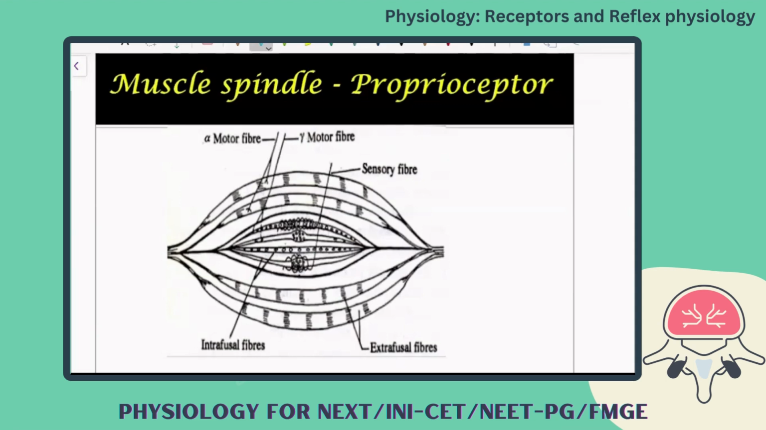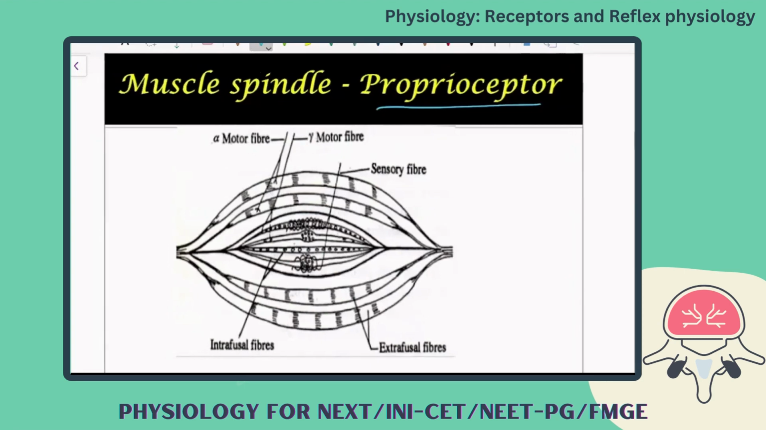So these muscle spindles are the receptors for proprioception. Proprioception is the positional identification of the specific part of the body that you call proprioception. So they are called proprioceptors. They are present in the deeper part of the belly of the muscle.